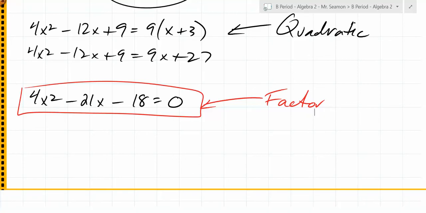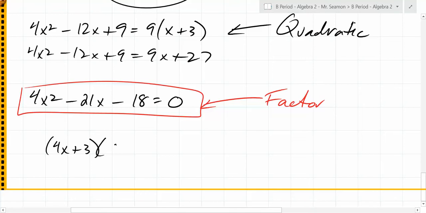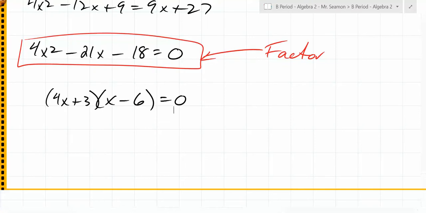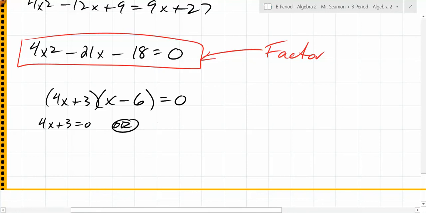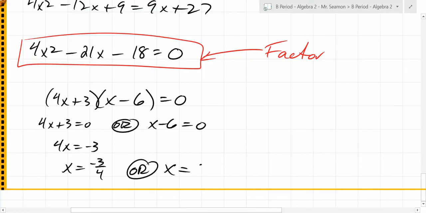Did anybody successfully factor it? Calvin, what does it factor into? Oh, sorry, Jacob, what do you got? 4x plus 3 times x minus 6. Ah, nice, it works. So if that's true, does it check? Looks like it checks. Yeah, it does. You know that 4x plus 3 equals 0, or x minus 6 equals 0. Exactly. So 4x equals negative 3, x equals negative 3/4, or x equals 6.